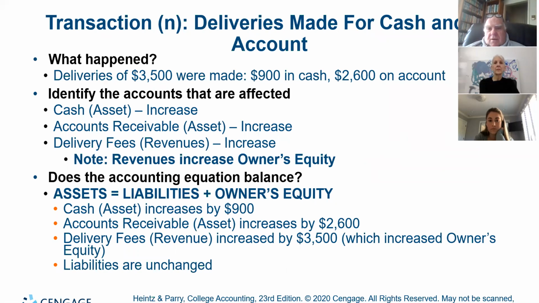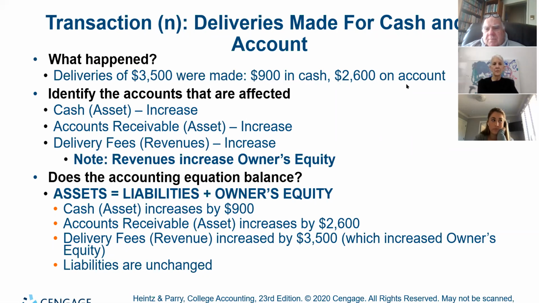Deliveries made for cash and on account. Okay, this is sort of the reciprocal of that purchase we saw a few transactions back. What happened? We delivered $3,500 worth of pizza, and we agreed to just bill $2,600 worth to various customers. The 900 was a pizza delivery to the faculty here, and they didn't trust us. We had to be paid in cash, okay? So that's what we're talking about. Total deliveries of 3,500, 900 in cash, 2,600 on account.